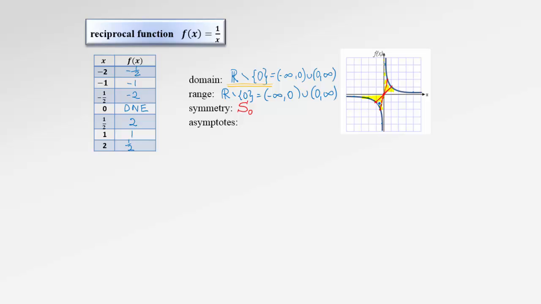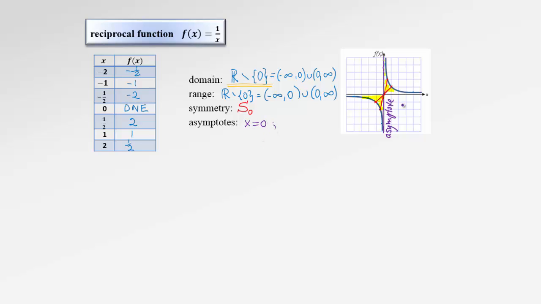This graph has another important feature. As I mentioned before, the graph is approaching a certain line. For example, it's approaching the vertical line from the left towards -infinity and from the right towards +infinity. Such a line is called an asymptote. So this vertical line x equals 0 is an asymptote, and we can give the equation of this asymptote. It's just x equals 0.